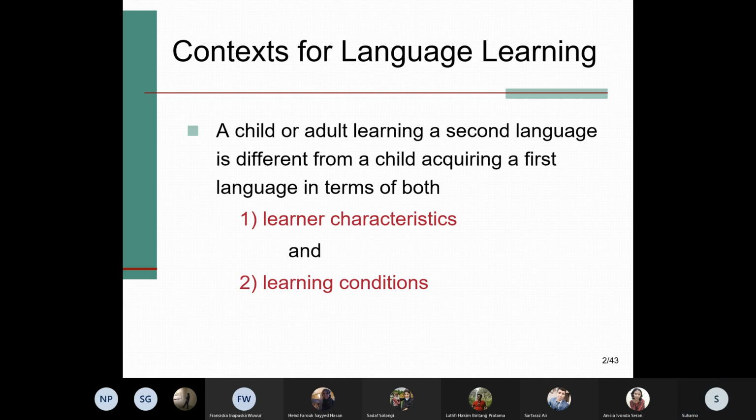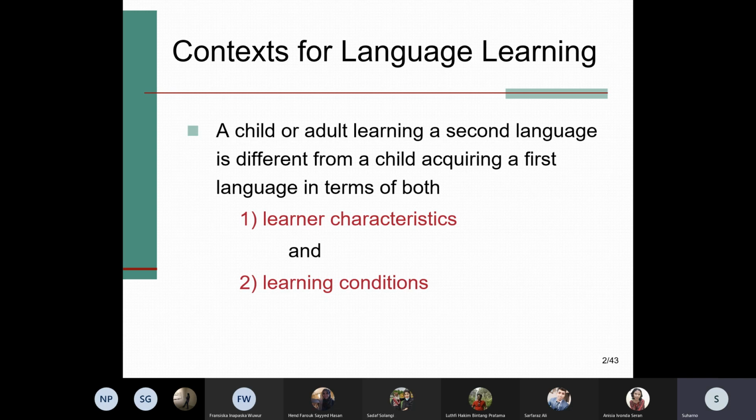Why? Because children have good memories. So once they hear, they could retain, and after retaining in their brain, they could store, and then memorize words heard from the environment, from their siblings, from their parents.